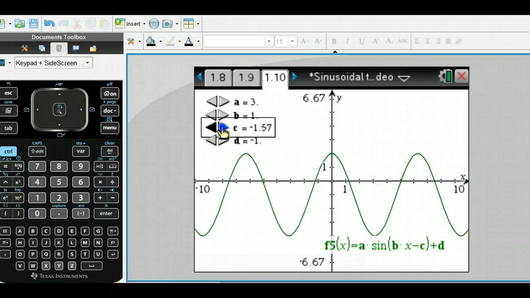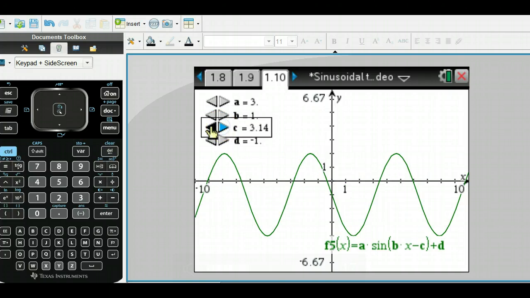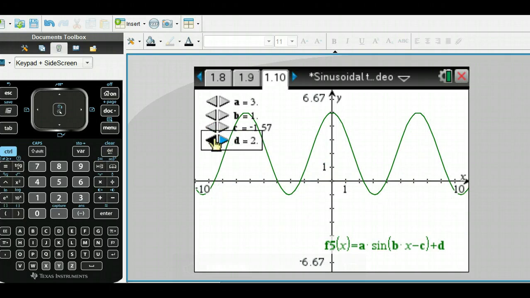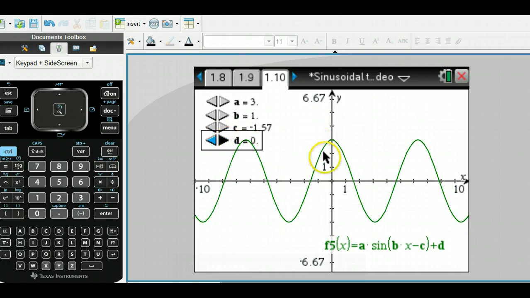And then here's my C value. This will move it left and right. And then here's my D value, which will move it up and down. Okay? So in our equation right here, I wrote it without the nested parentheses. And so each one of these will do something different as we look at it.